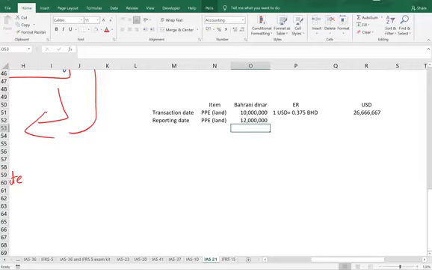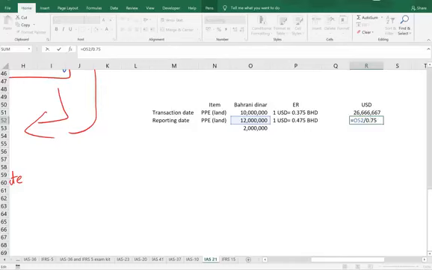No, I'm capitalizing it. Okay, done. Now the value has changed. So in Bahraini dinar, the value has gone up by 2 million, right? But at the reporting date, the exchange rate is now this. There's a change in the exchange rate. All right, the dollar has strengthened. So in US dollar terms, it is actually a downward revision, right? Yes, correct. It's actually a downward revision.